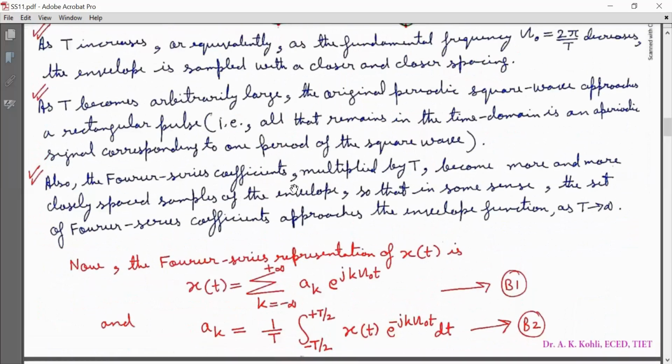Also, the Fourier series coefficients multiplied by T become more and more closely spaced samples of the envelope, so that in some sense the set of Fourier series coefficients approaches the envelope function as T tends to infinity.